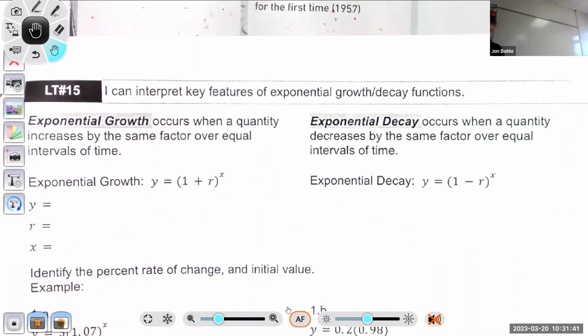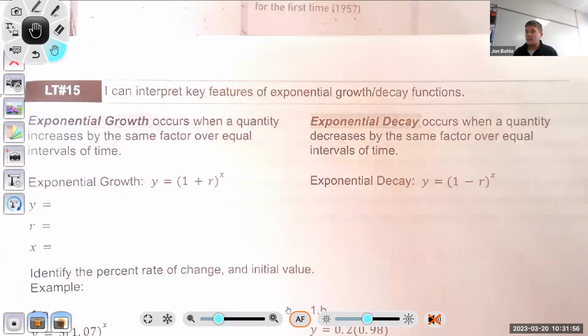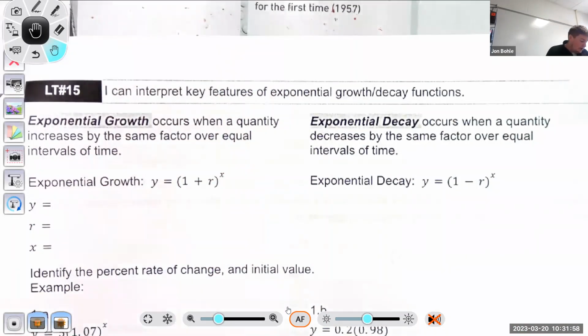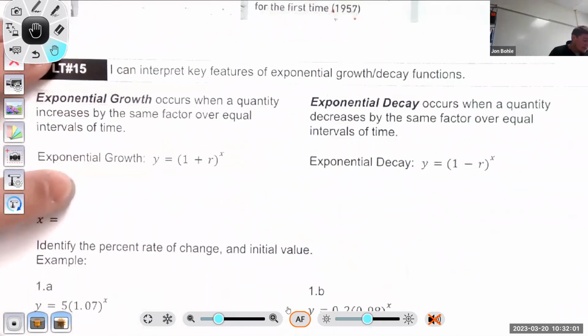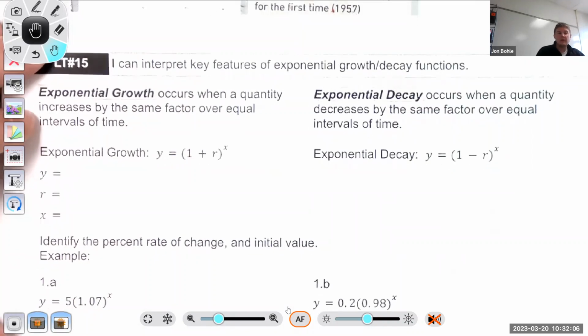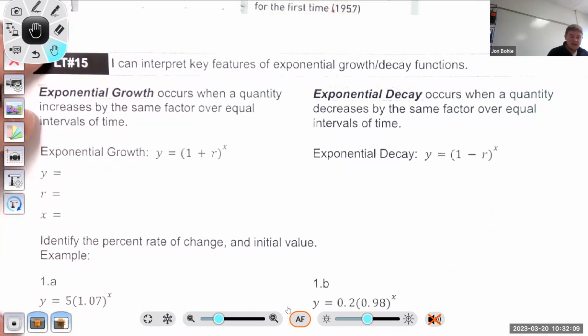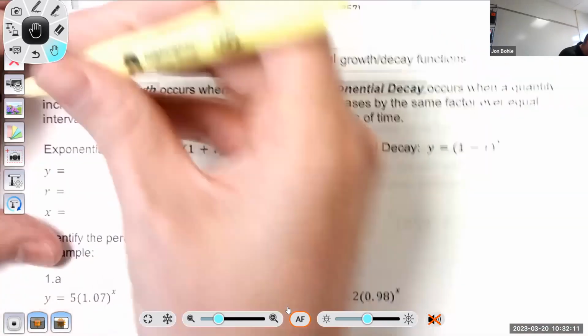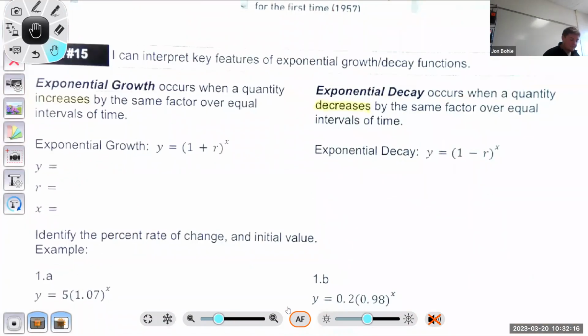All right. Let's go ahead and start with this. The first target is you're going to be able to identify key features of exponential growth and exponential decay functions. There is a little typo here. Exponential growth is when the quantity increases by the same factor over an equal amount of intervals of time, and exponential decay is when it decreases. To me, it's pretty obvious that increases is growth and decreases is decay.